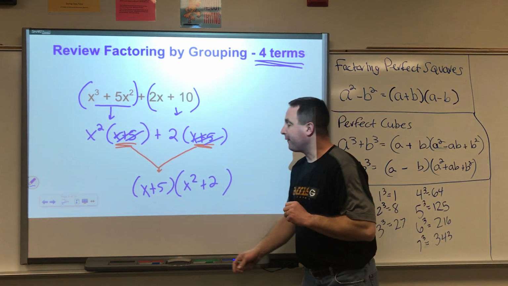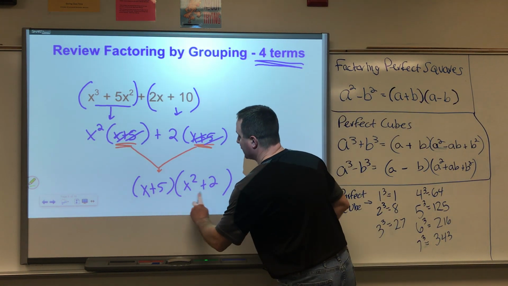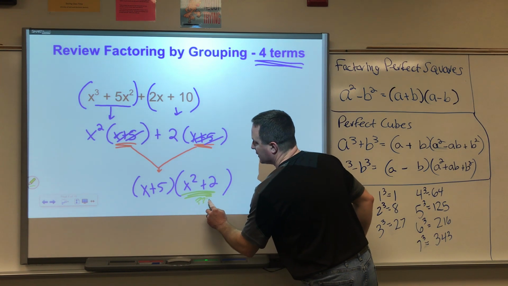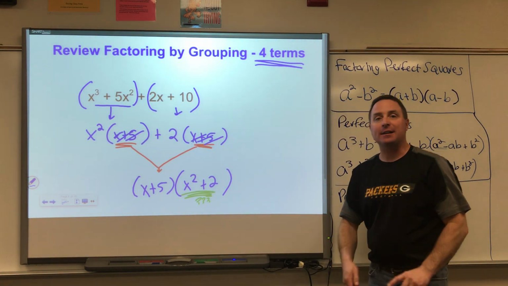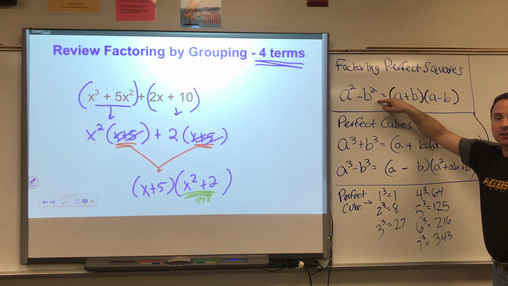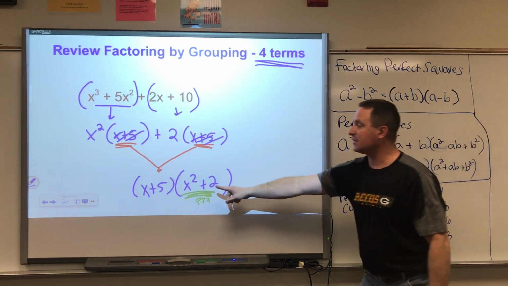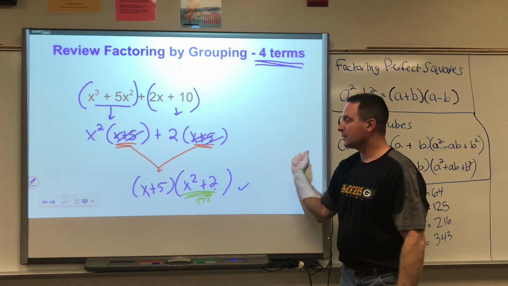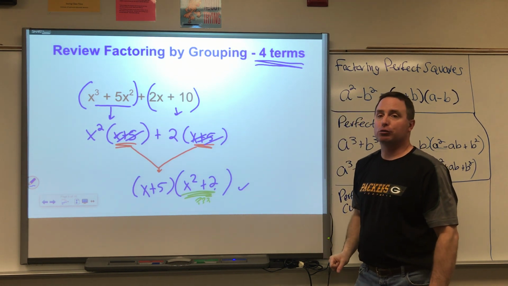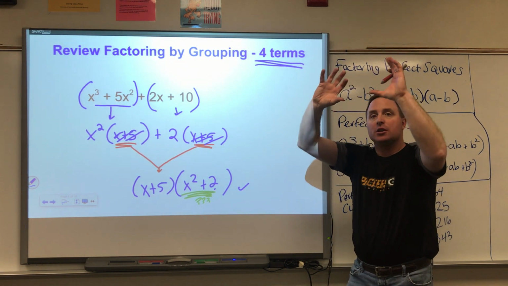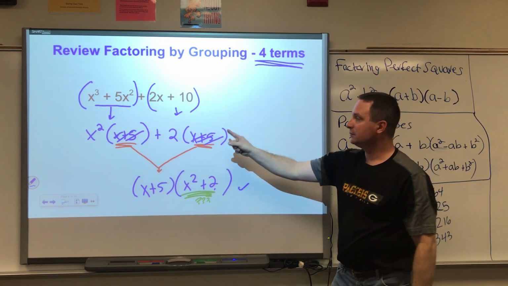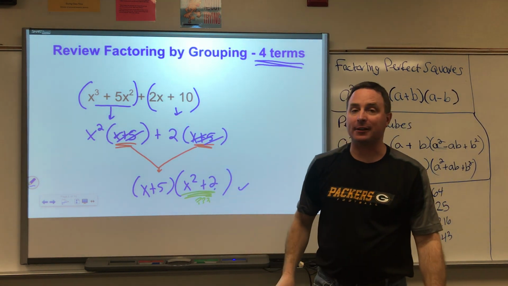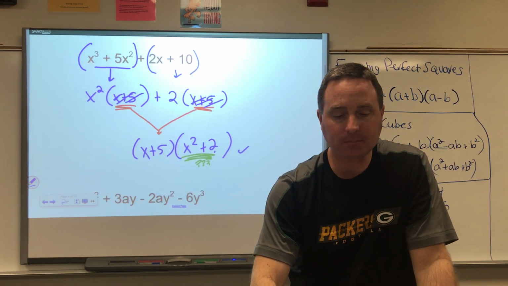When we did grouping before, that was the end of the line. But what we want to check for today is whether the leftover stuff can be factored any further. Are they perfect squares or perfect cubes? In this case, x squared is a perfect square, but x squared plus 2 is not, so that's the end of the road. But grouping, 4 terms, we do the 2 groups, and factor out the greatest common factor a couple of different times.